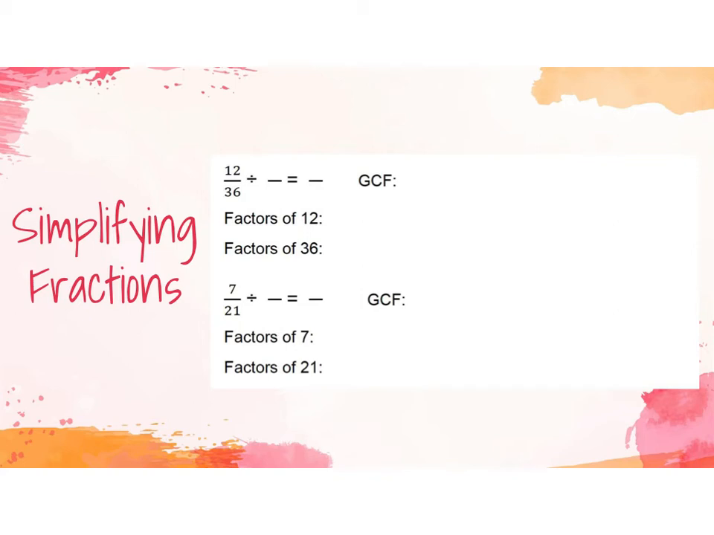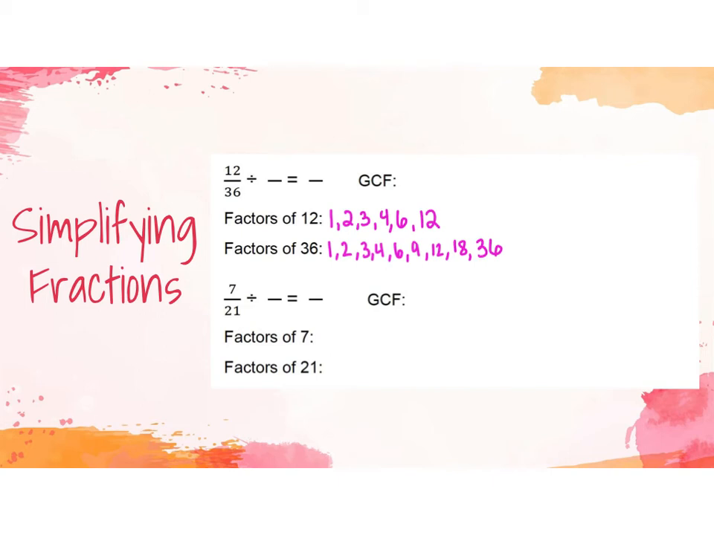Next, we'll simplify the fraction 12/36. First, we will list all of the factors of both 12 and 36. 1 times 12 is 12. 2 times 6 is 12. And 3 times 4 is 12. 1 times 36 is 36. 2 times 18 is 36. 3 times 12 is 36. 4 times 9 is 36. And 6 times 6 is 36.